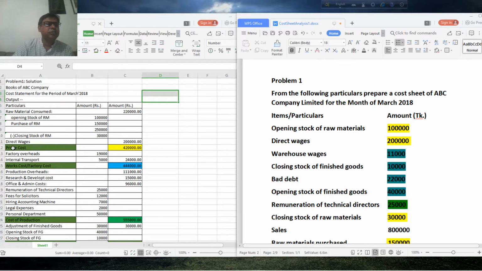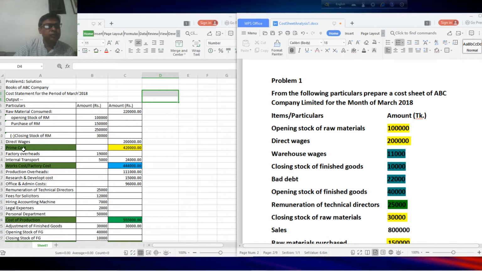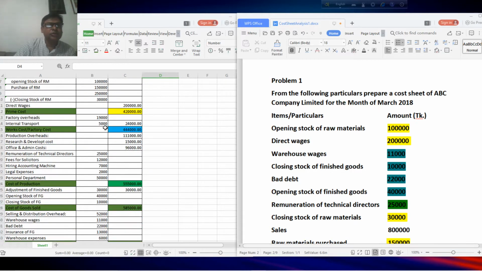First, we have to determine the prime cost. It comprises the material consumed and the wages given to the labor. So here is the raw material consumed. You will find it by taking the opening stock of raw material, adding the purchase of raw material, and deducting the closing stock of raw material from the sum figure. So here you will find the prime cost, adding the direct wages, total 4,20,000 taka.